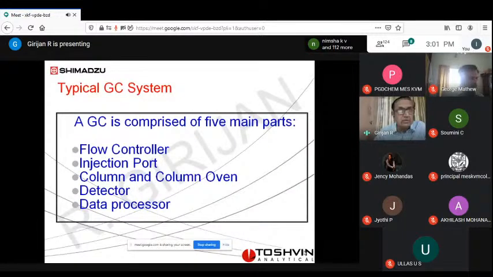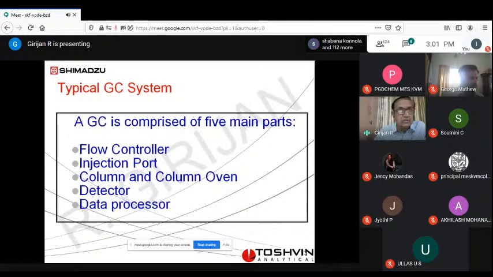The column is put inside an oven, because the column is also to be heated separately. The actual separation will take place inside the column, and one by one the compounds will start coming out of the column. When they come out, they will go to a detector, which is also separately heated. The detector gives an electrical signal, which is processed by your software on the PC.